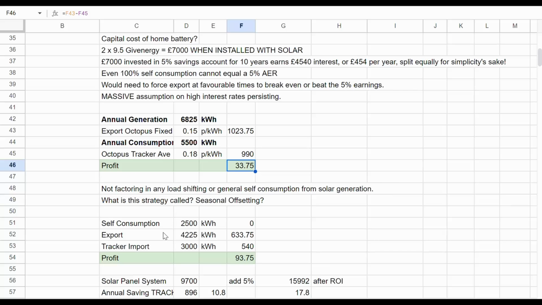Of course, that's not the real world. I work from home, so I can load shift a lot of things. I could put on the dishwasher and tumble dryer and all that sort of stuff throughout the day. We could also, in the shoulder months when there's some solar, and we could bring up the heat pump, we can heat the hot water during the day, etc., etc.